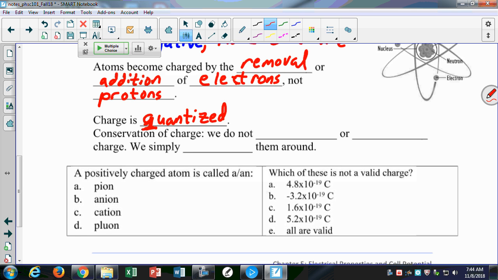That means that I can have plus or minus 1 e. I can have one electron or one proton. I can have plus or minus 2 e, plus or minus 3 e, and on. But I can't have anywhere in between. I can't take the charge of an electron and split it in two. Okay? Is that where the levels come in?